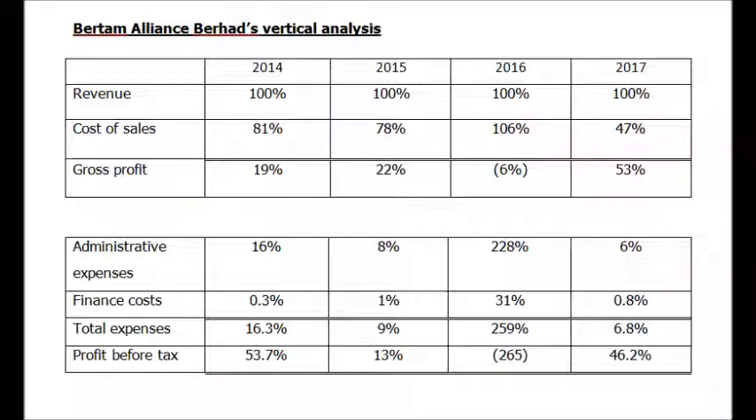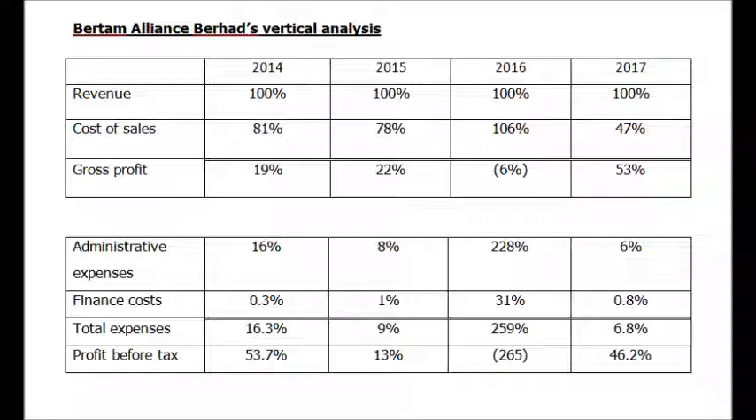Based on the Bertam Alliance Berhad's vertical analysis, firstly, we can see that the company's administrative expenses and finance costs increased highly, not just in Ringgit Malaysia terms, but also as a percentage of sales. This implies that the money invested in these two expenses was not effective in driving sales growth as in prior years. The vertical analysis also shows that in year 2014 and 2015, the company's product cost was 81% and 78% of sales respectively to produce.